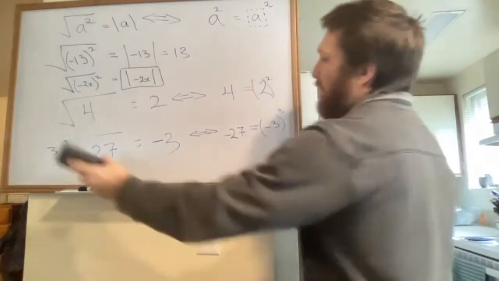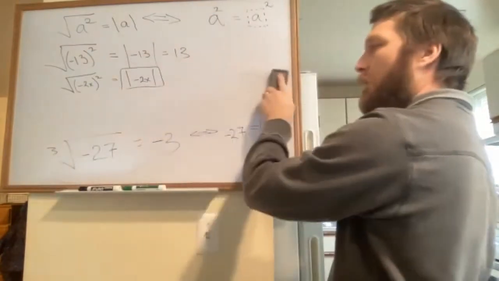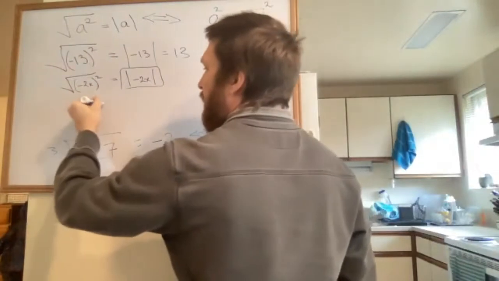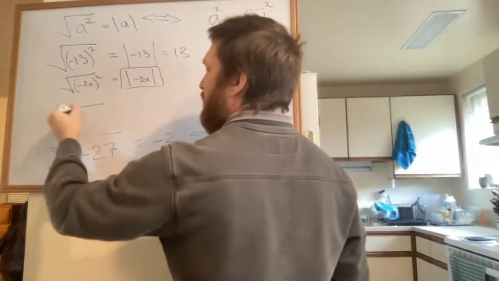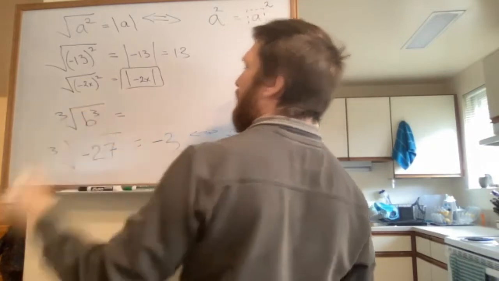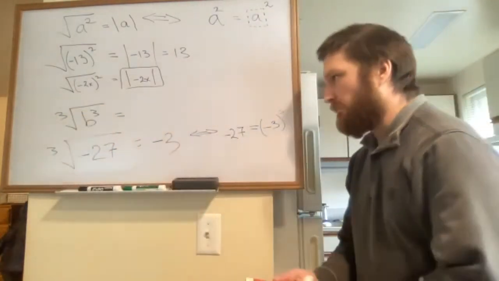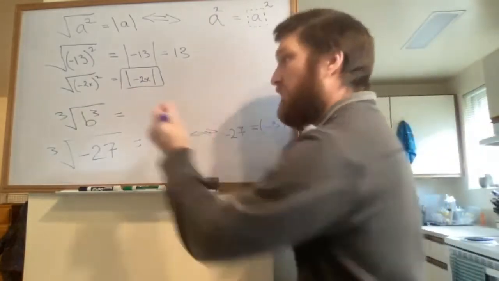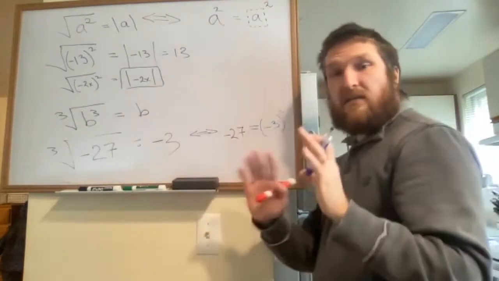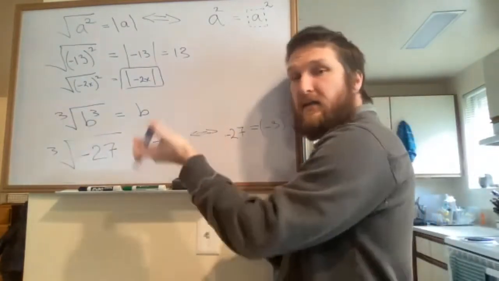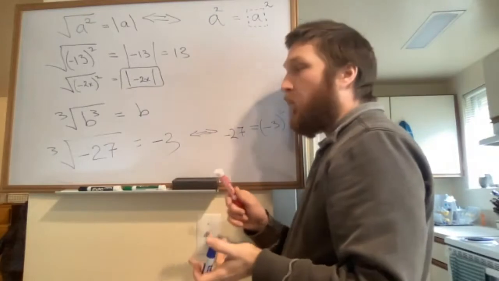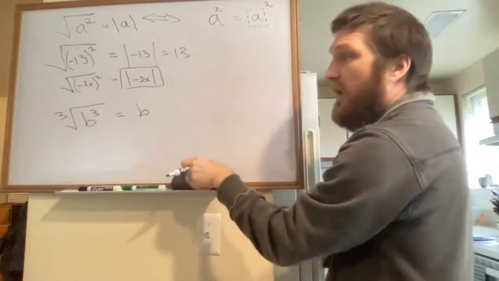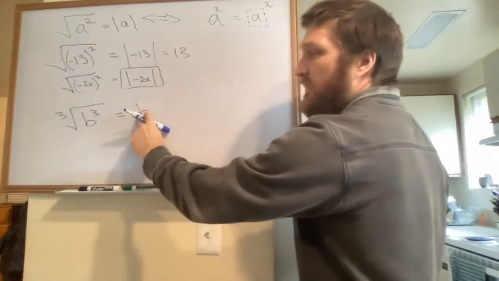Now, a little bit more here. What if I had the cube root of b cubed? What is that going to equal? B. Just b. No worries about positives or negatives here, because it's an odd number root. And so whatever b cubed is, even if it's a negative number, that's perfectly fine. We don't have to worry about whether it's positive or negative.